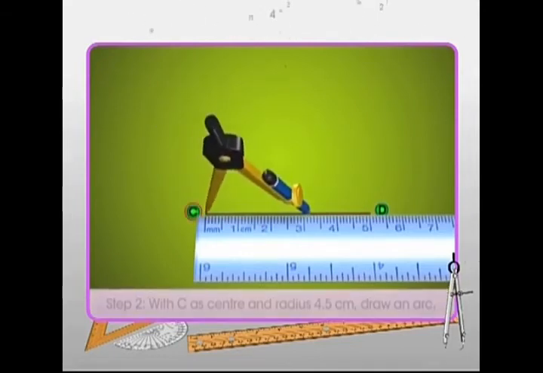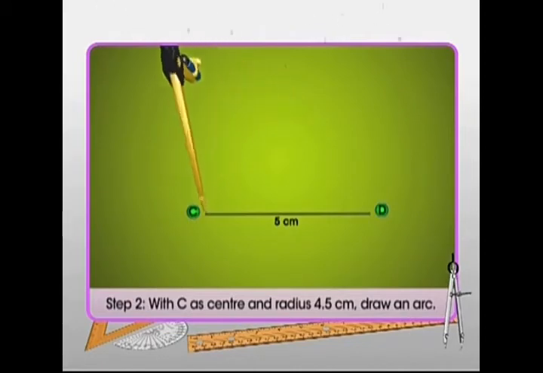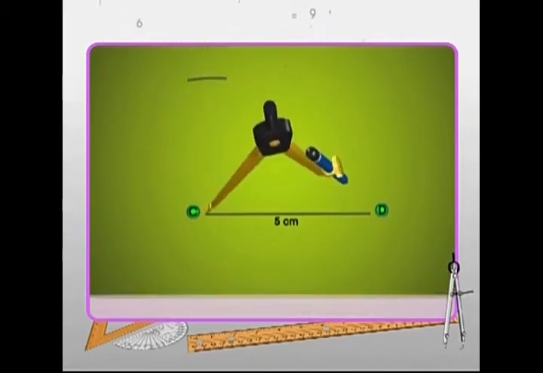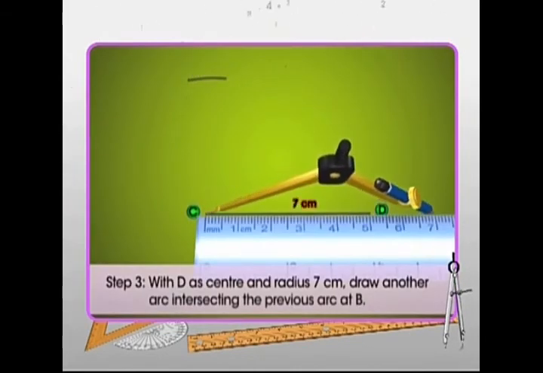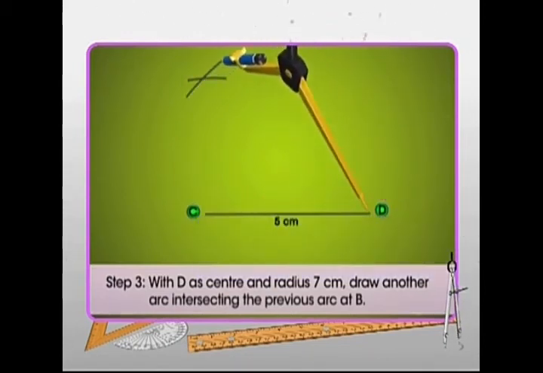With C as center and radius 4.5 centimeters, draw an arc. With D as center and radius 7 centimeters, draw another arc intersecting the previous arc at B.